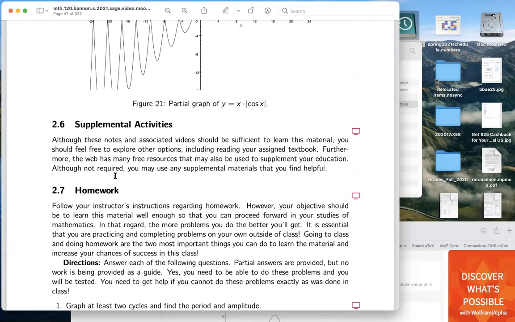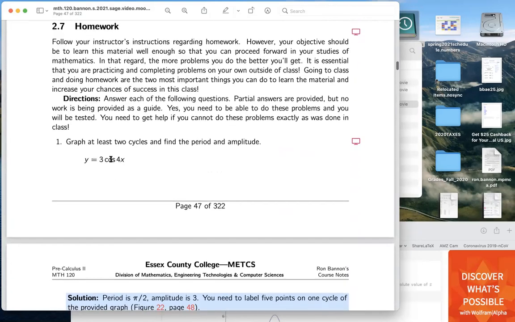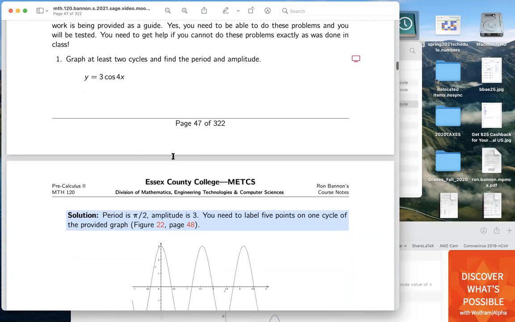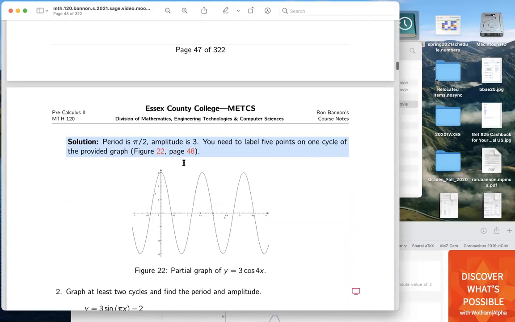But you should be ready for supplemental activities. What does that mean? Could you do this one over here? Graph at least 2 cycles, determine the period and amplitude of it. We give you a picture, and we give you the answer, right? Work through it. See how you do.